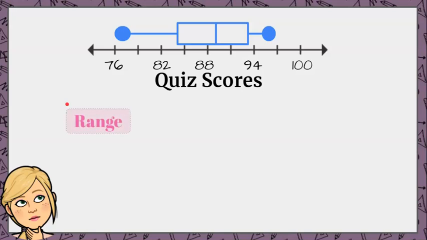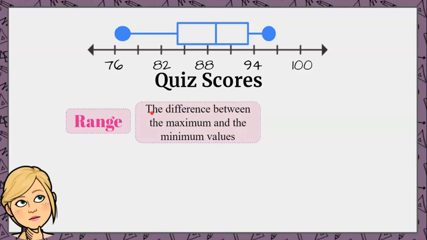So now I want to talk about the information that we can get from a box and whisker plot. There's 2 things that we typically ask students to identify. Range. So the range of your data, which is the difference between the maximum and minimum values. So here we're going to say that the range is between 96 and 77, which is a range of 19. So that means the students in this class, their quiz scores were 19 points apart from the lowest score to the highest score. So a range of 19.